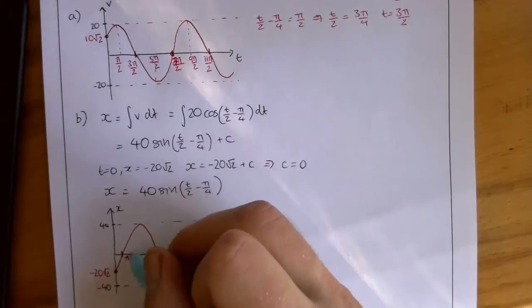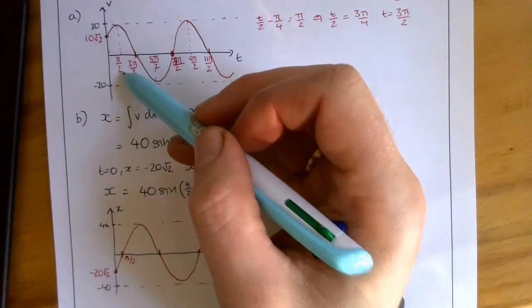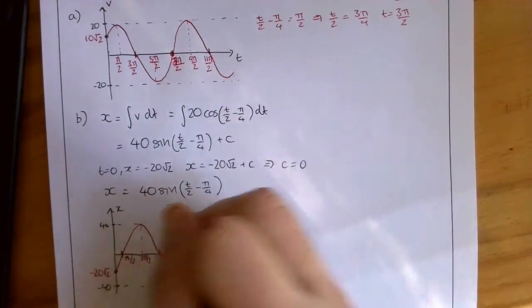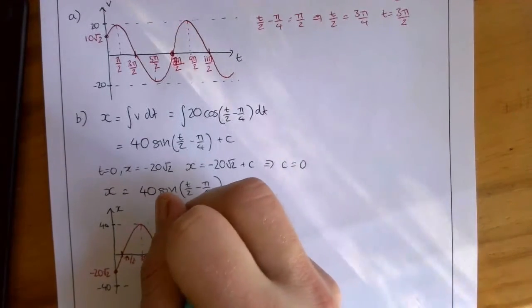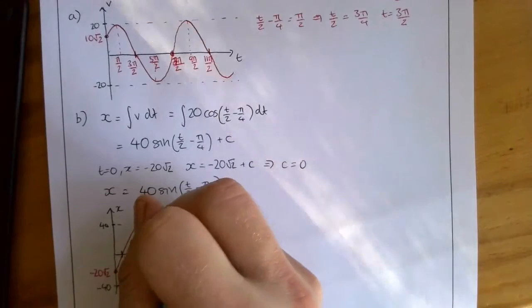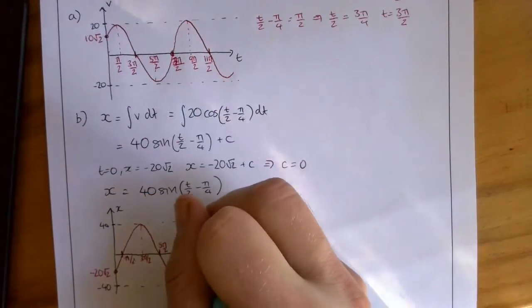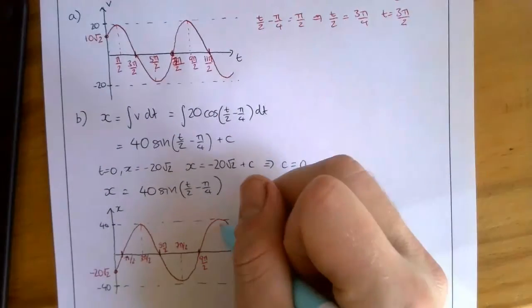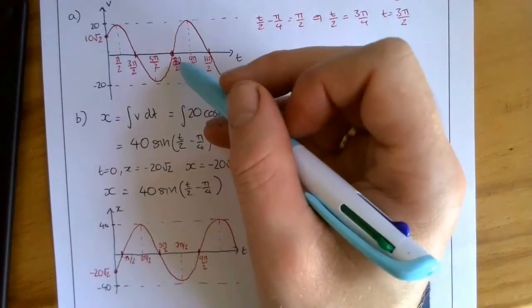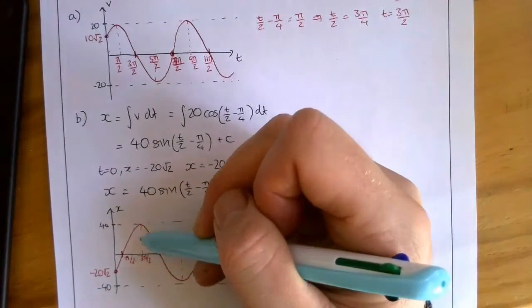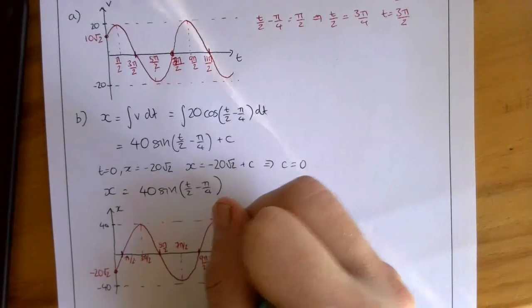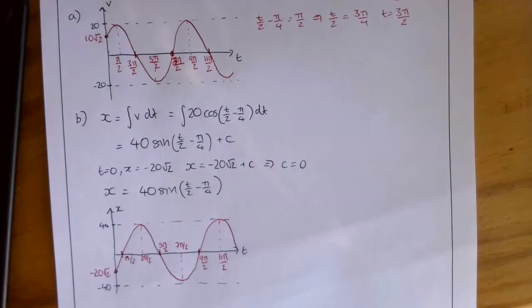I'm going to have an intercept at π/2 where the other maximum was. I'm going to have a maximum at 3π/2. I'm going to have an intercept at 5π/2. I'm going to have a minimum at 7π/2. So, because cos maps to sine with the intercepts matching the maximum and minimum points, this is quite straightforward to do. And I have my position graph.